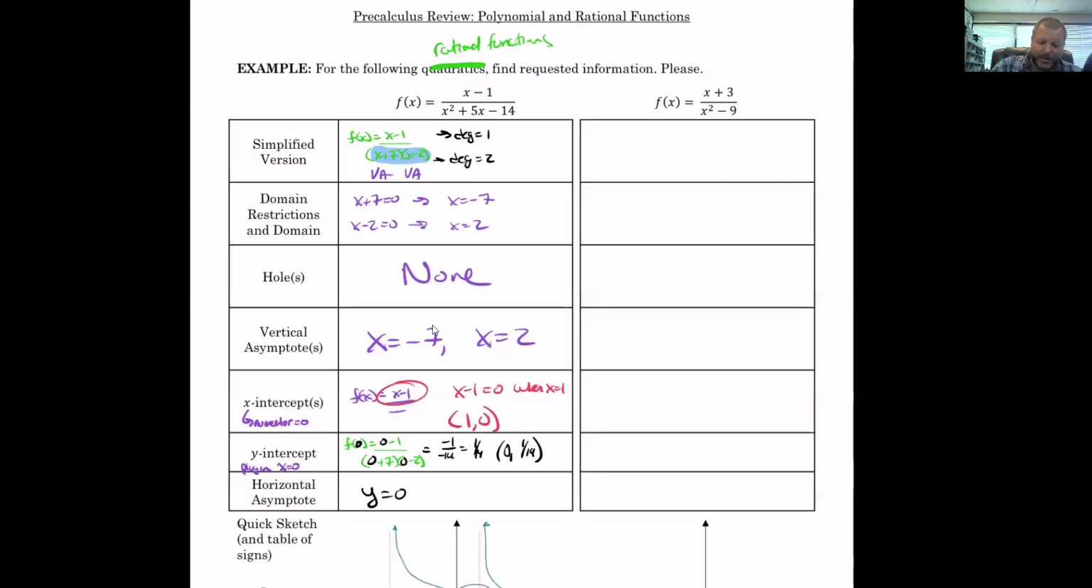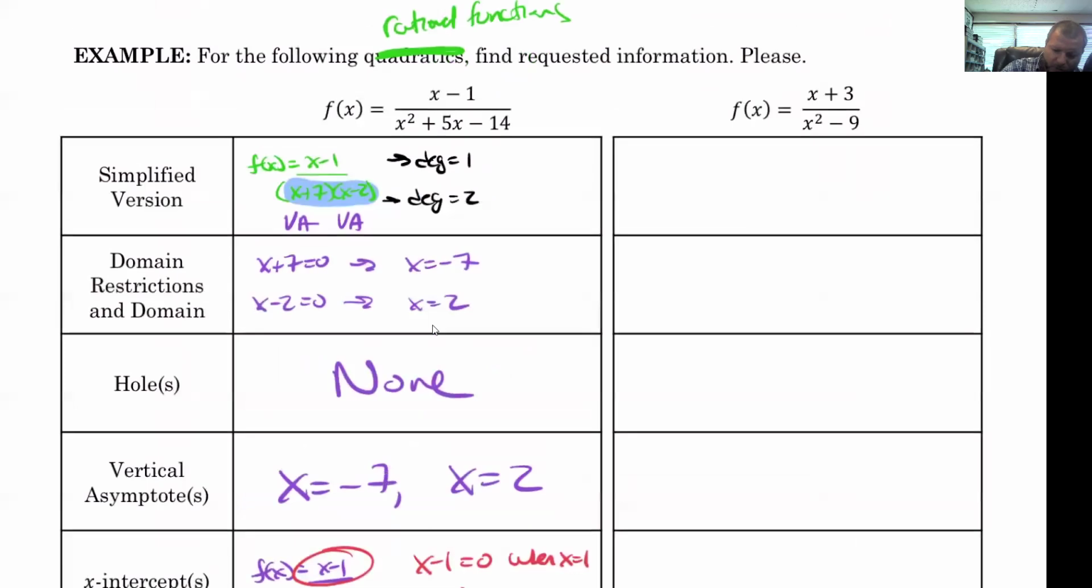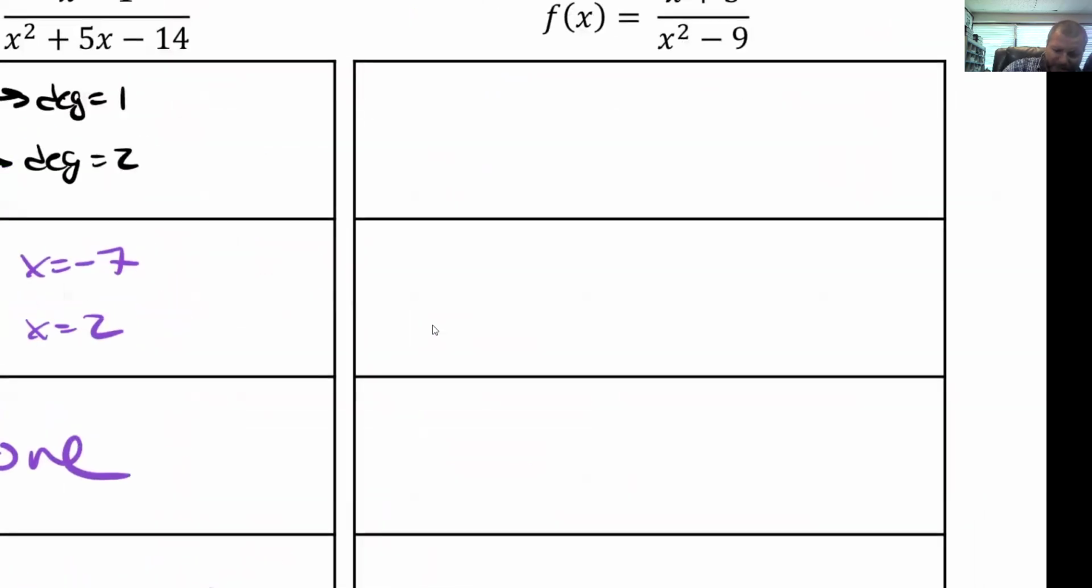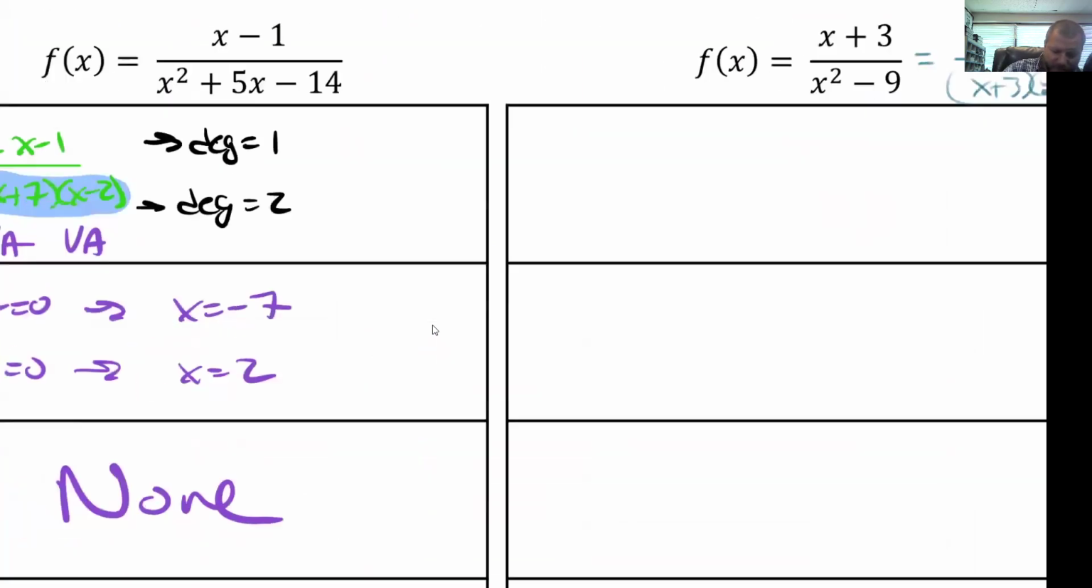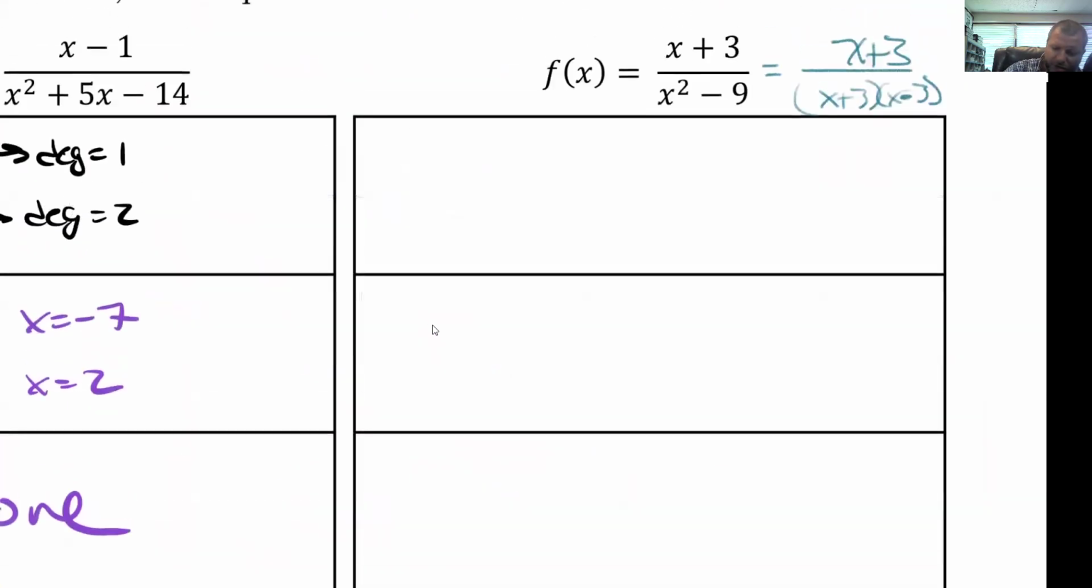So if I look at this second function, the first thing I'm going to do is try to simplify it. My denominator factors into x plus 3, x minus 3. If I find my domain restrictions first, they're whatever makes this denominator equal 0. So x equals -3, x equals 3.